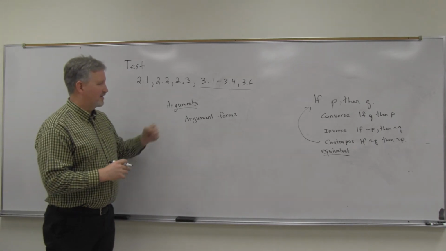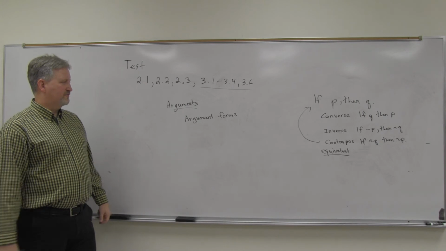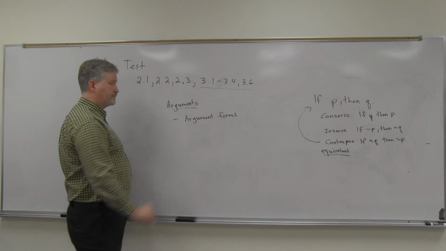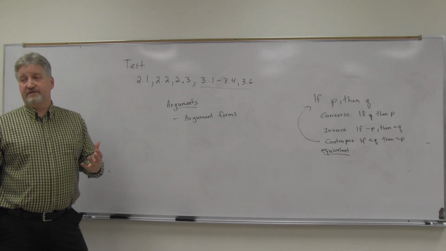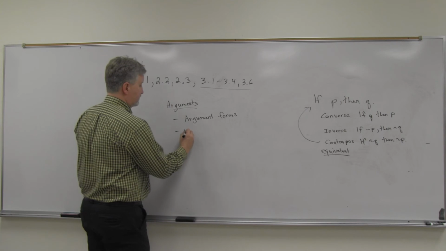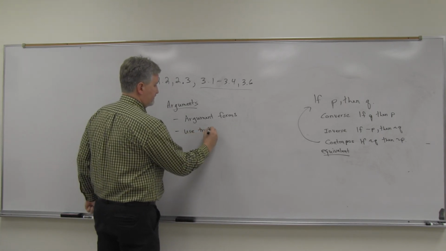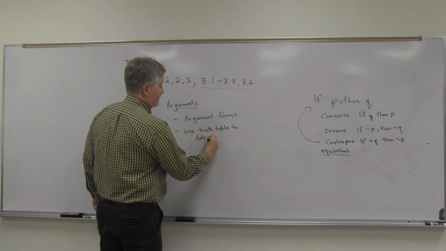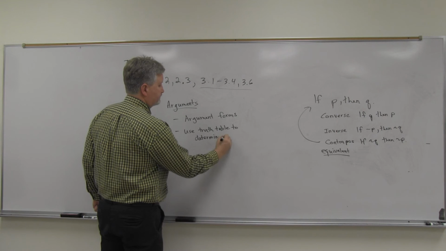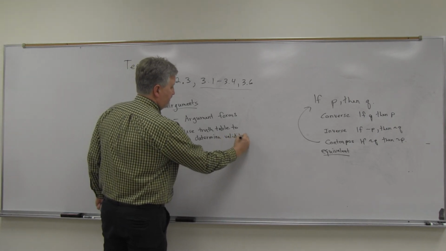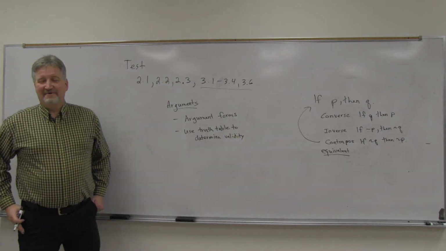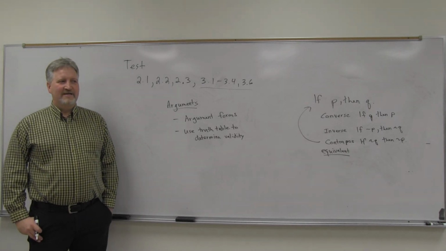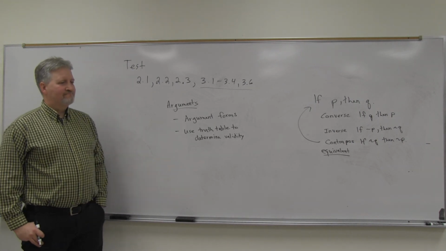Be able to write an argument in symbols and then tell me which argument form it is and whether it's valid or invalid. But then also, the other side to that is using a truth table to determine validity. So we'll have you do one of those at least for the arguments, which we did. Several of those examples, refer back to that if you need to. Pretty much it.